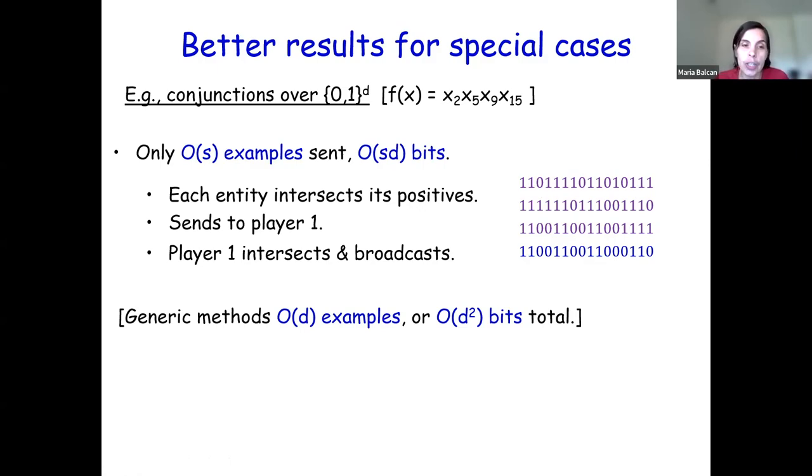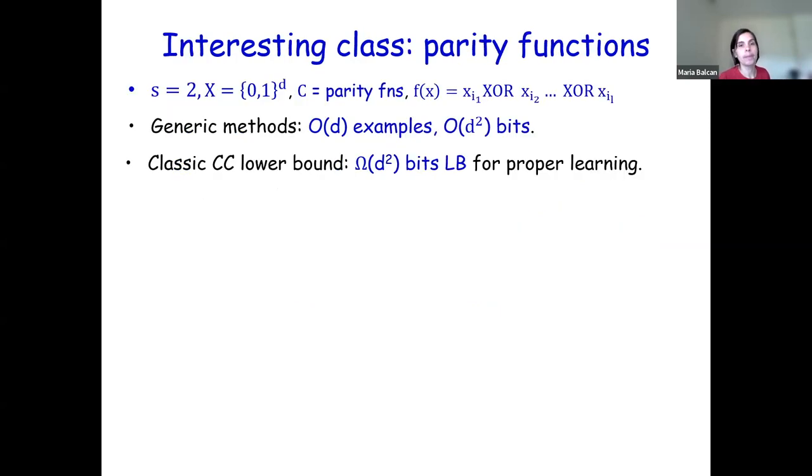which is good. With the generic method, like if we do a distributed boosting implementation, we need to send order of d examples. Now each example is represented by d bits. So in total, we need order of d squared bits. So of course, what we get here is an improvement in the case where S, the number of players, is much smaller than d. So say S is 2 and d is very high.